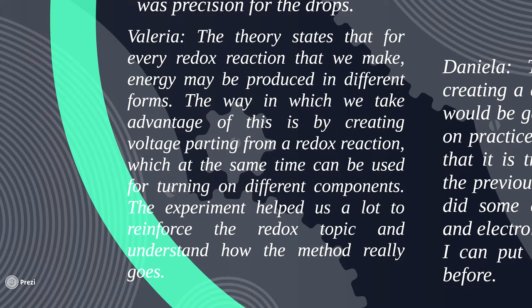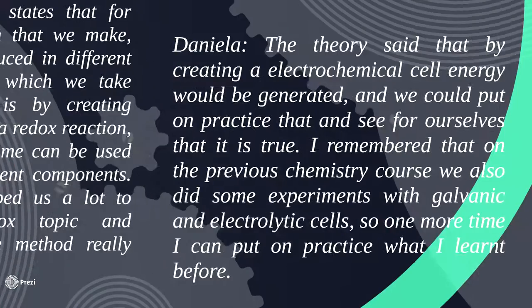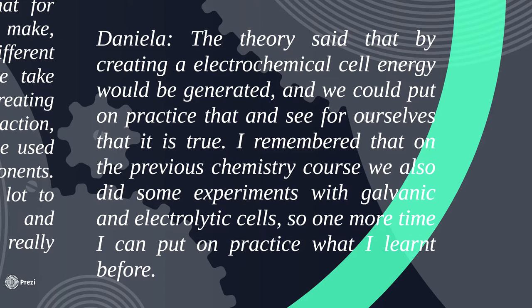The experiment helped us a lot to reinforce the redox topic and understand how the method really goes. The theory said that by creating an electrochemical cell, energy would be generated, and we could put that into practice and see for ourselves that it is true. I remember that in the previous chemistry course, we also did some experiments with galvanic and electrolytic cells. So, one more time, I can put into practice what I learned before.